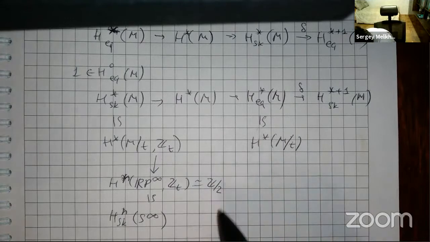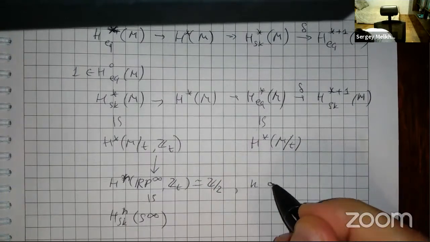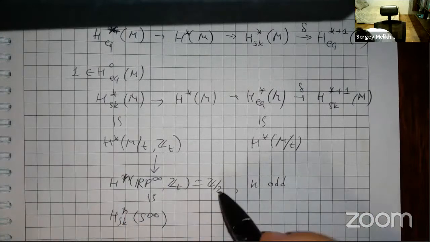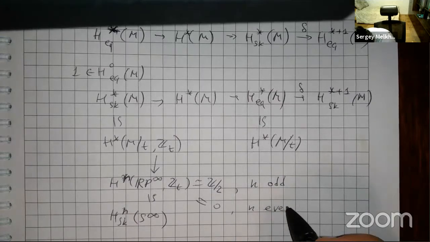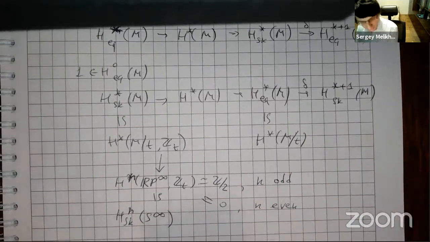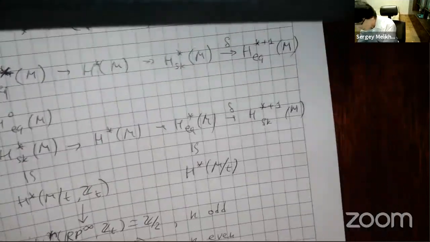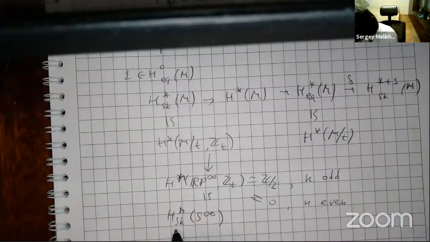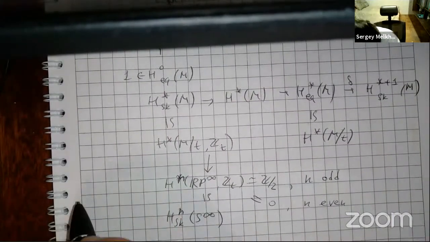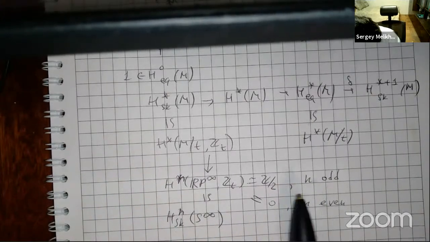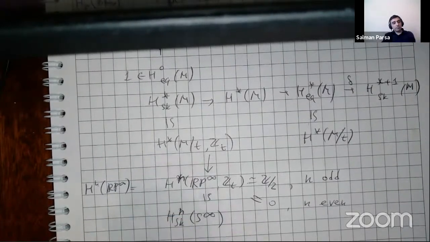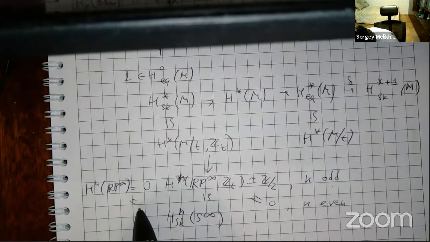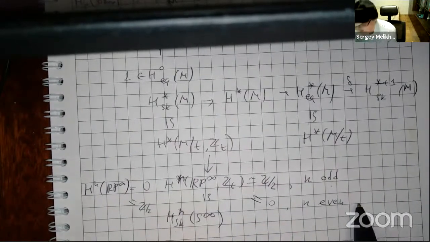No, sorry, it is not. If n is odd, and if n is even, it is 0. And for the other group, this is Q twisted, and for the usual cohomology, it's opposite. Yes, so the usual cohomology of RP infinity is 0 when n is odd, and Z modulo 2 when n is even.